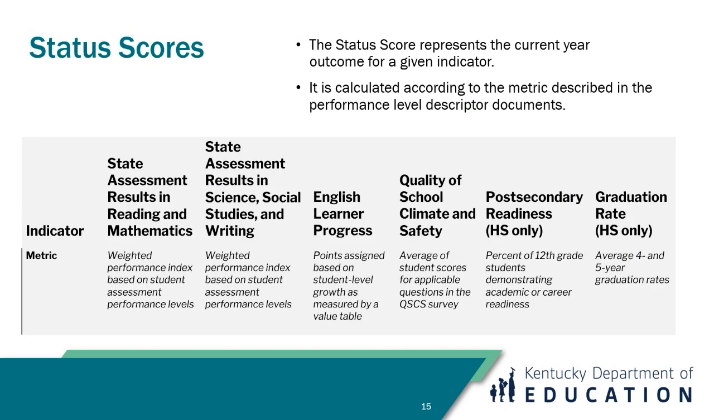Here, you can see how the status score is calculated for each indicator. As previously stated, the status score for the QSCS is calculated by averaging the average score of the safety construct with the average score of the climate construct. Finding the status score is the first part of the process to find the overall score.